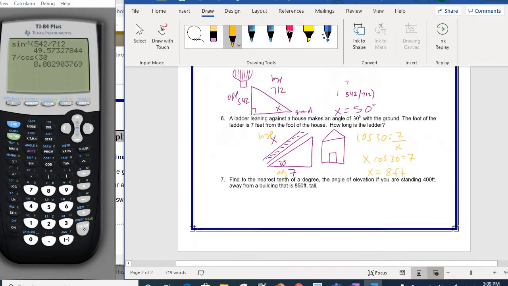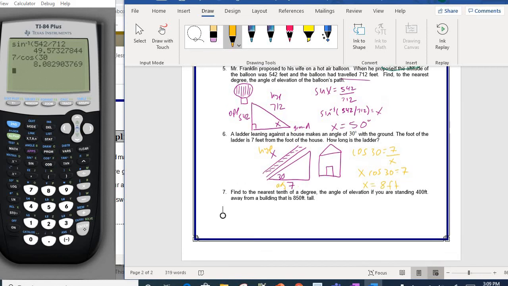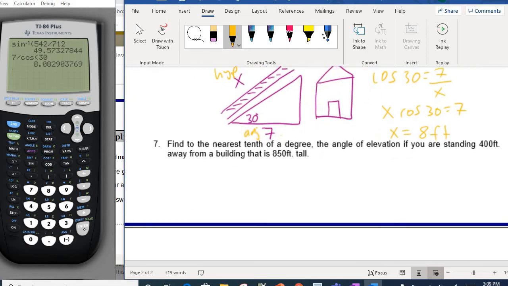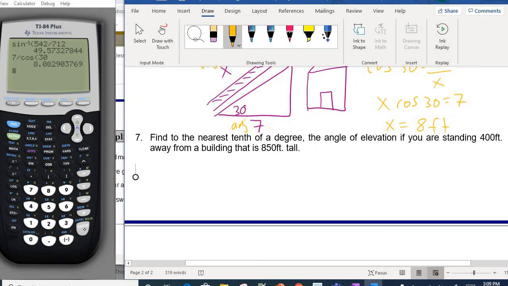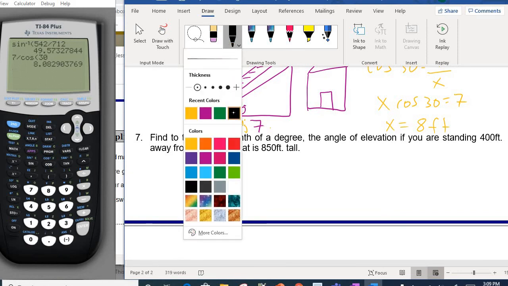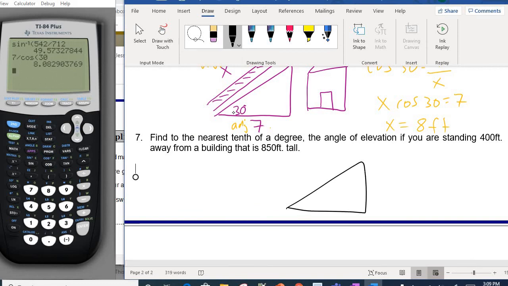All right, and then finally in number 7, find to the nearest tenth of a degree the angle of elevation, if you're standing 400 feet away from a building that's 850 feet tall. All right, so let's draw my right triangle here. I'm going to be standing down here on the ground. Here's your building. I want to find the angle of elevation. Now, I'm standing 400 feet away. The building is 850 feet tall.